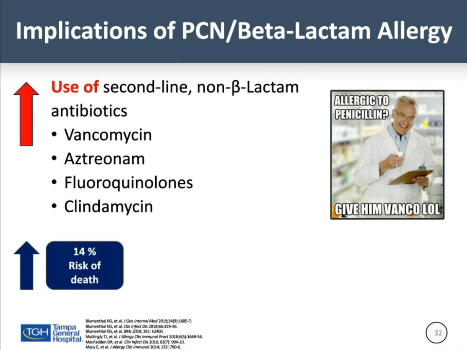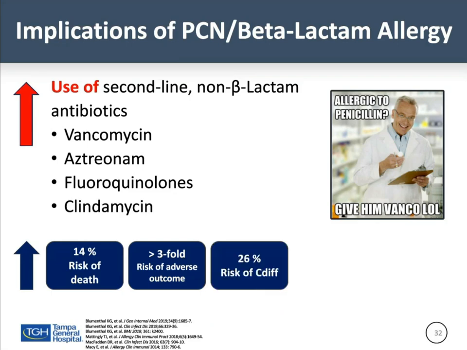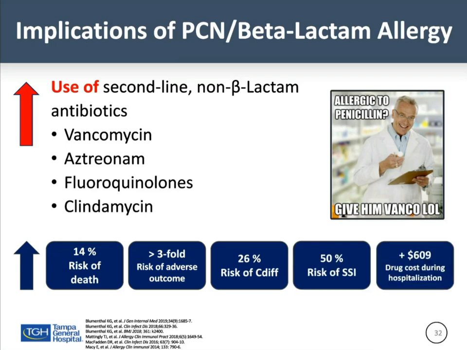What might be surprising is that, and all of this is referenced in these citations, I didn't make up this data, it's been shown in the literature that these patients with labeled penicillin and beta-lactam allergies receiving alternative antibiotics have a 14% increased risk of death, more than a 3-fold increased risk of an adverse outcome, a 26% increased risk of C. diff, and we always want to avoid C. diff if we can for a patient to develop that. Almost a 50% increased risk for surgical site infections, and then our drug costs during hospitalization can be over $600 more. So definitely a lot of reasons why we want to clarify and challenge these allergies.